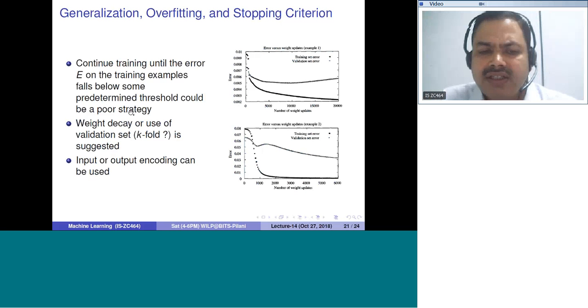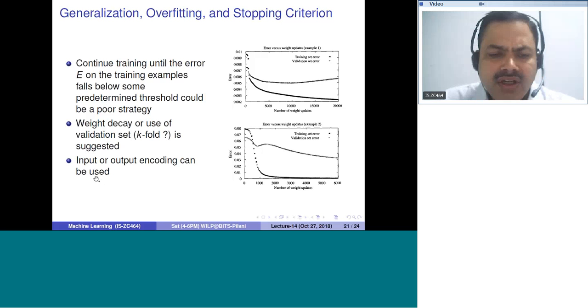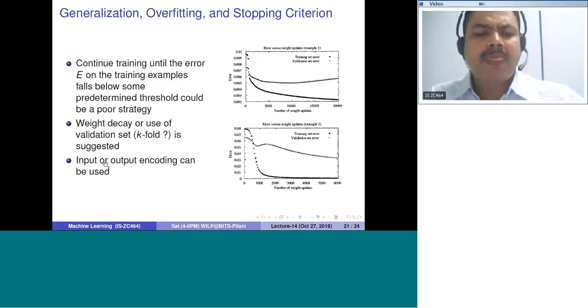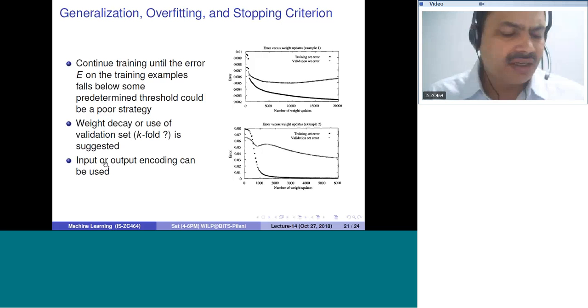That is not a good strategy. Weight decay, or use of the validation set, is suggested. It is suggested that as you go ahead, you stop before you get the correct results. Okay, and it is also suggested that sometimes input or output encoding can be used.